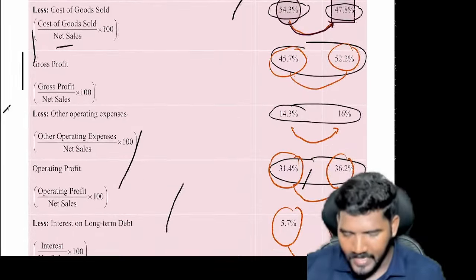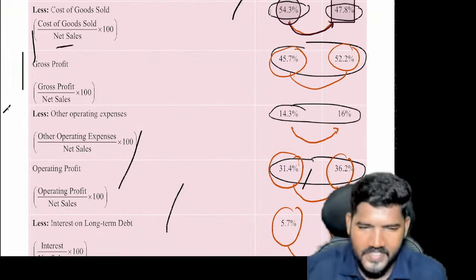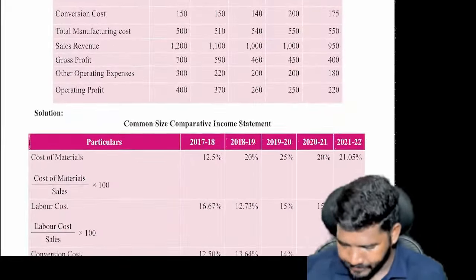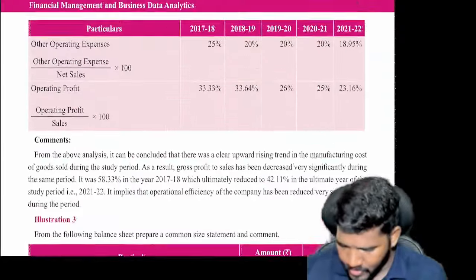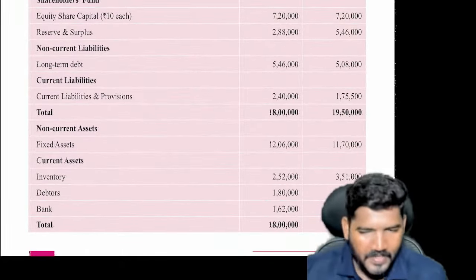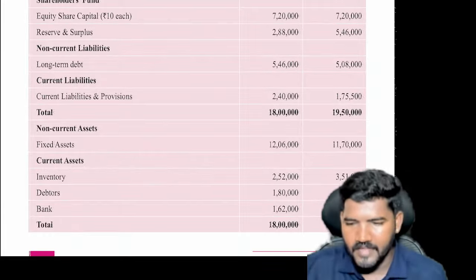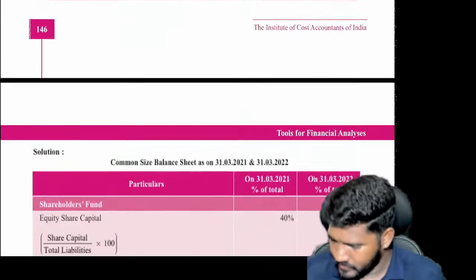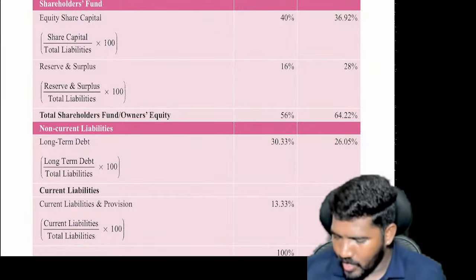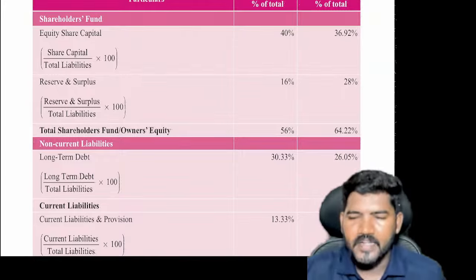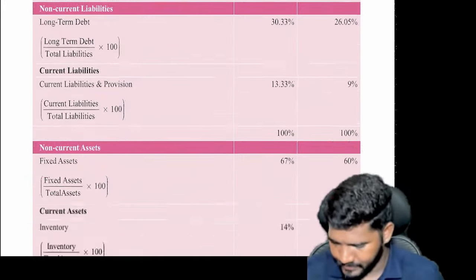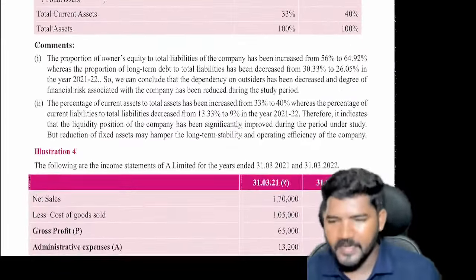So when it comes to the calculation part, everything is divided by net sales. If it is a balance sheet, you have to divide by total liabilities on the liability side and total assets on the asset side, for every element. You will get percentage answers. Again, you also compare what is happening: increases, why increases? Decreases, why decreases? This is called common size statement analysis.